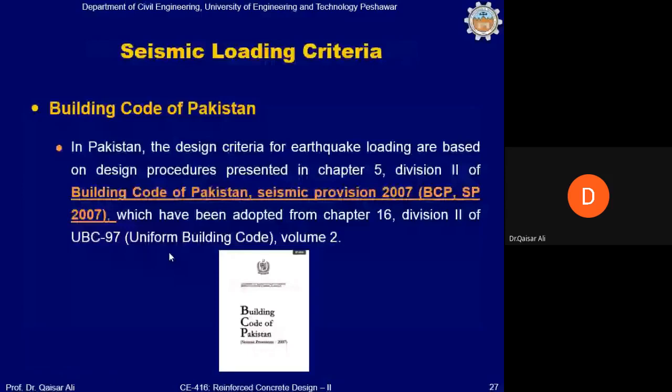Building Code of Pakistan. Now, in Pakistan, the design criteria for seismic loading are based on design procedures presented in Chapter 5, Division 2 of Building Code of Pakistan, Seismic Version 2007, which have been adopted from Chapter 16, Division 2 of UBC 97, Volume 2.